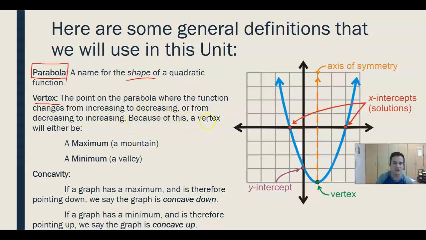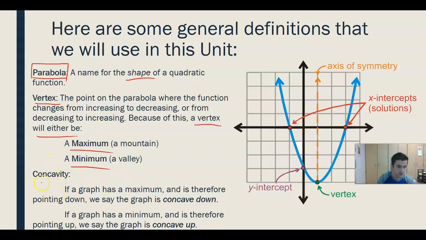Because of the nature of this, the vertex will either be a maximum or a minimum. So if it's a valley, if it's down here, that's a minimum. If it was up here, that would be a maximum because it would be a mountain. So a vertex is the point where it changes from increasing to decreasing or decreasing to increasing. A maximum would be at the top, a minimum would be at the bottom.